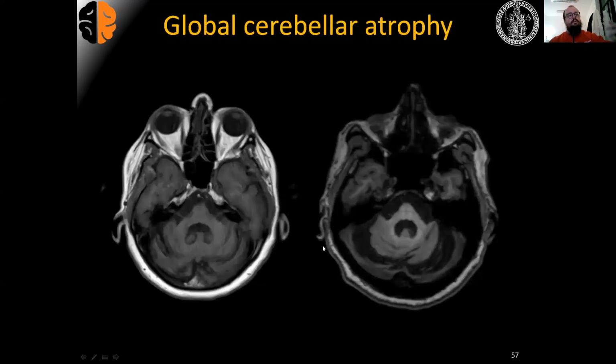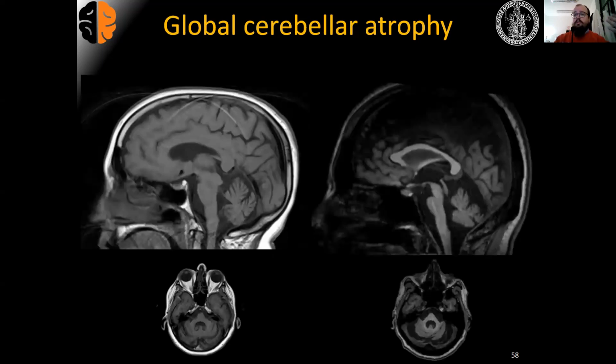Let's say, for example, you have two patients, one on the left, one on the right. What you can see here in these images is basically a significant cerebellar atrophy, global, so both vermian and hemispheric. They look kind of the same, kind of hard to distinguish between these two. As I told you before, you have to evaluate different planes and you want to evaluate different structures.